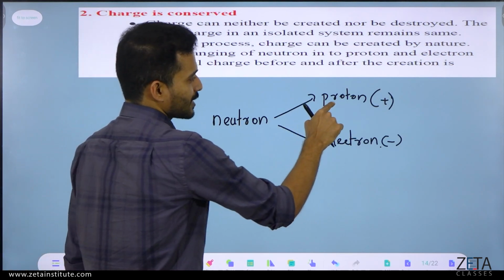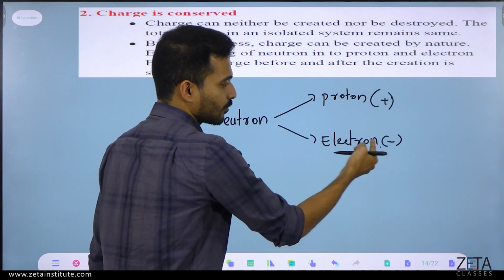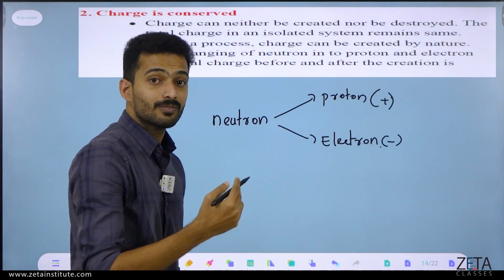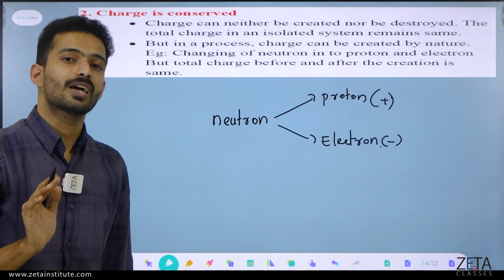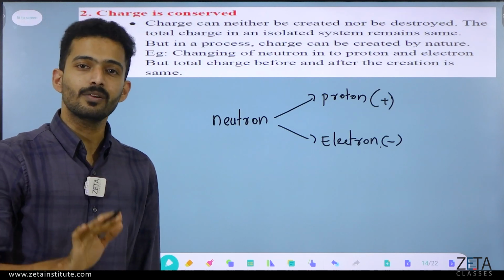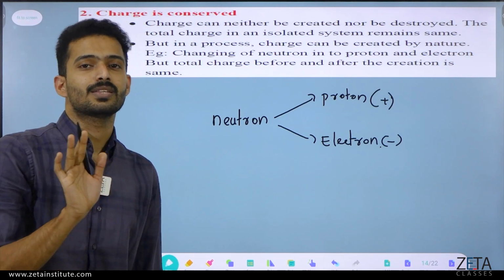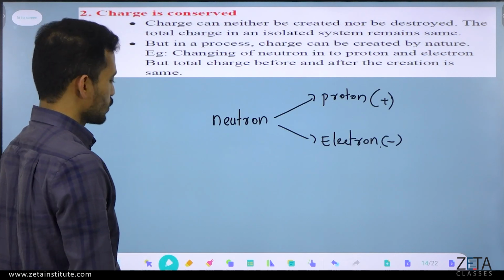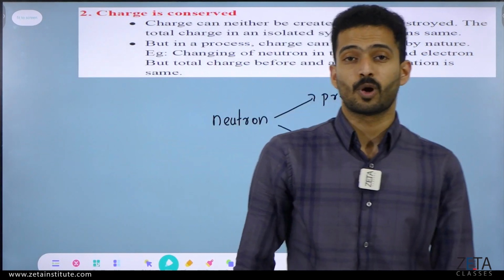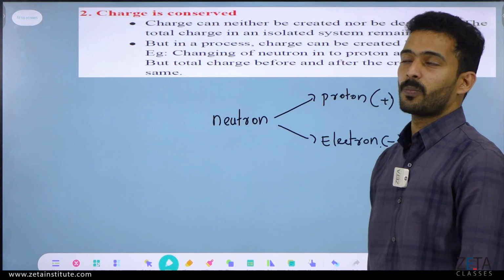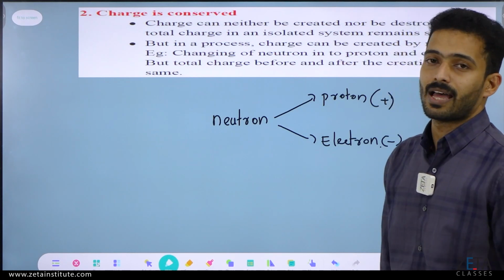Same way, what is the charge of a proton? Positive, and the charge of an electron is negative. But what is the total charge? The total charge will be equal to 0. That means the charge is conserved. In this case also the charge is conserved. So we have discussed two properties: one is the additive property of charge, and the second is that charge is conserved.